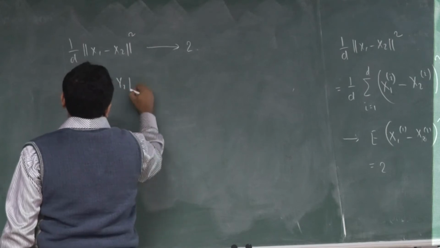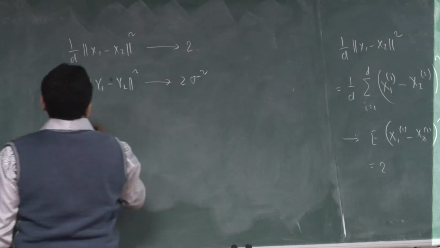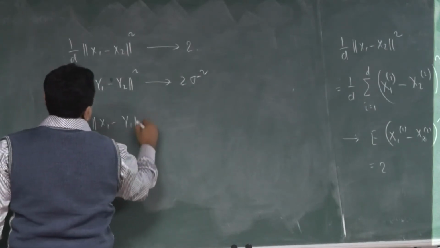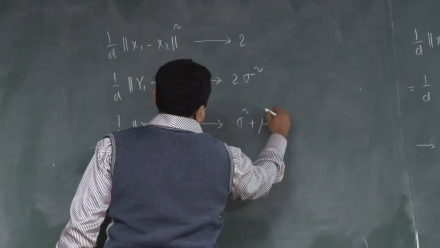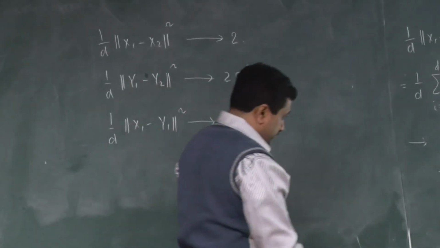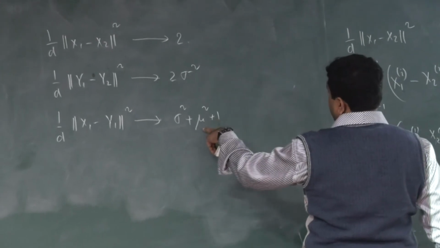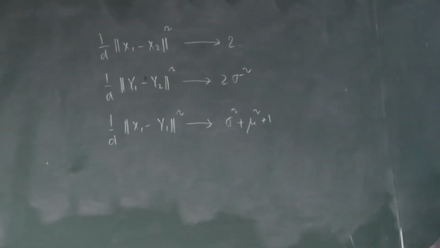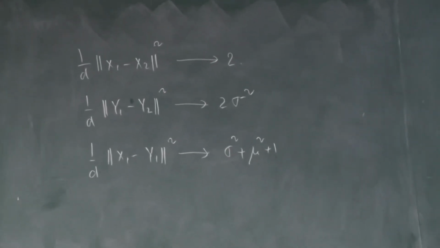Similarly, using the same analogy, we can show that this will converge to 2 times sigma square. And we can also show that this one, the same thing, will converge to sigma square plus mu square plus 1. Here is the variance of the second component, the variance of the first distribution, and here is the difference between the two means. Because instead of chi-square, here you will have a non-central chi-square distribution, and believe me, this will be the parent.